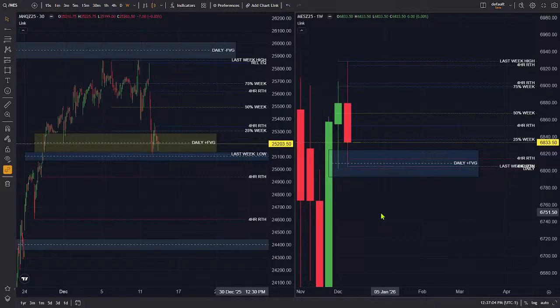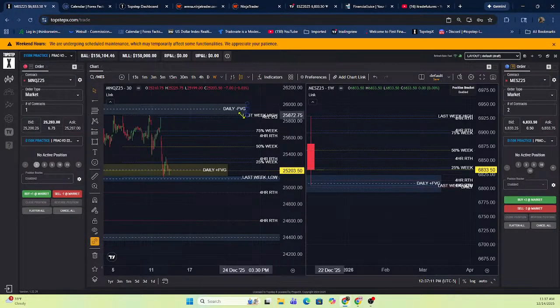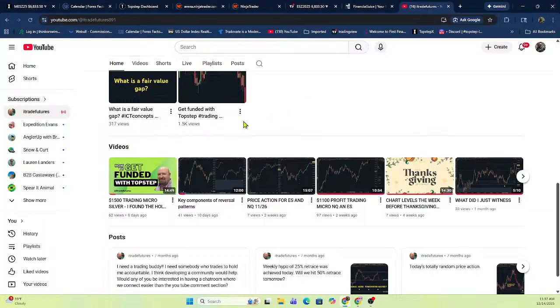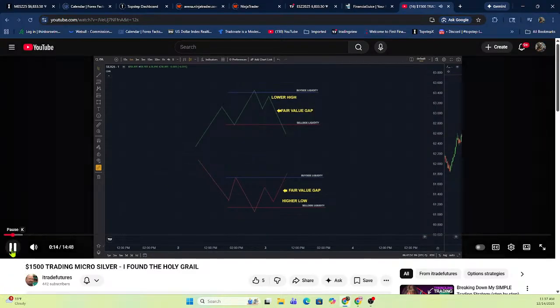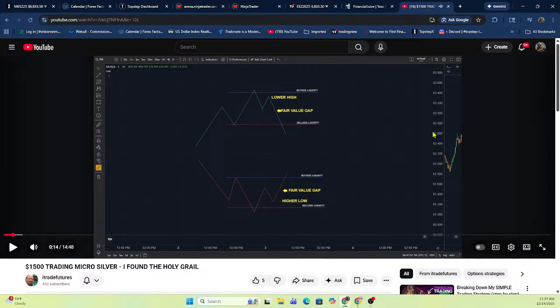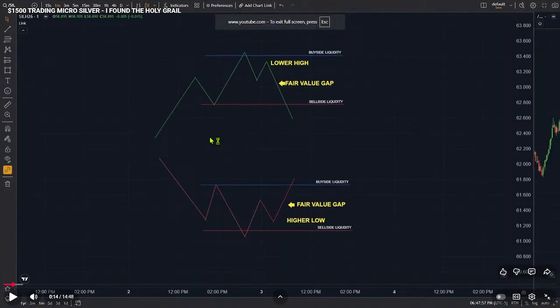So if you didn't watch that silver video, make sure you go watch it, because I explained that PD array in there quite well. I could show you that right before I get off here. Yeah, let's just pause it right there. I don't know if there's a way to zoom on this or not. Yeah, that's it. That's what you have to see in order to get into a short or to get into a long. You want to see that configuration right there.